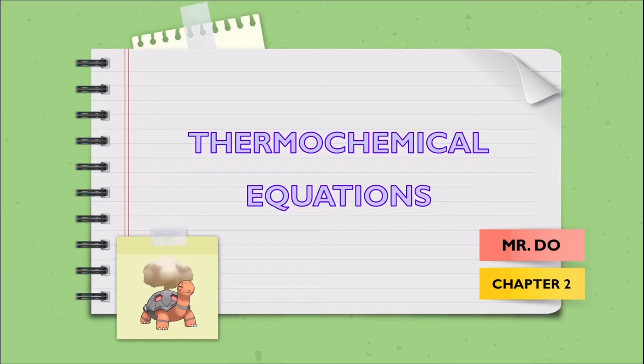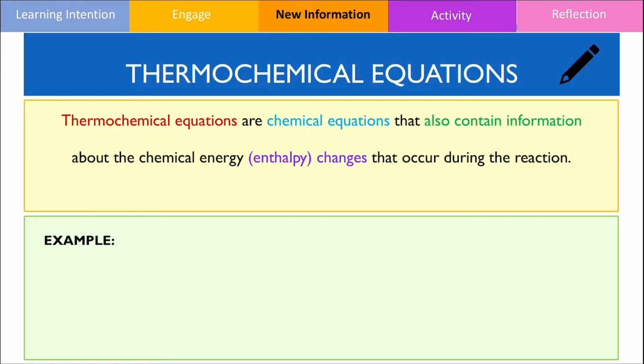Hello class, in this video we'll be covering thermochemical equations, how to interpret them, and how changing the thermochemical equation affects the change in enthalpy of a reaction. Thermochemical equations are defined as chemical equations that also contain information about the enthalpy changes that occur during a reaction. Because it tells us the amount of energy absorbed or released by the reaction, we should be able to identify whether it is exothermic or endothermic based on the value.